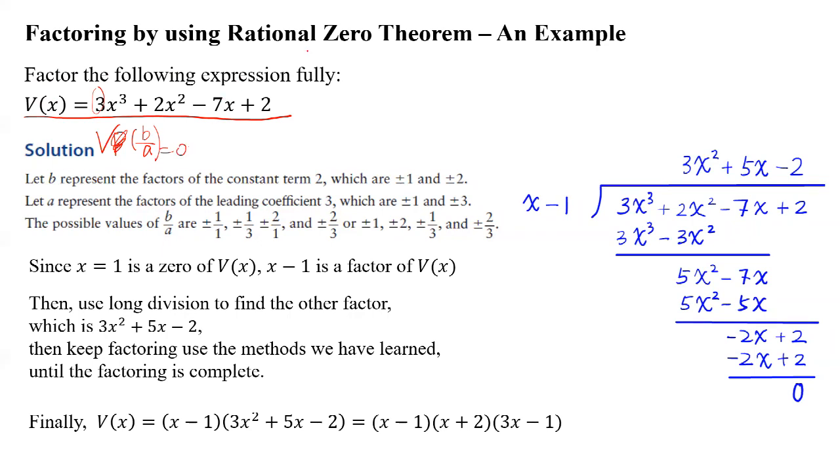So according to the rational zero theorem, if there is a number b over a that can make the polynomial be 0, then b must be a factor of the constant term, right? And a must be a factor of the leading coefficient, right? So we can let b be all the possible factors of the constant term, right? Which is positive or negative 1 or 2, right?